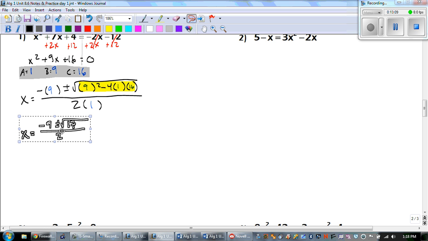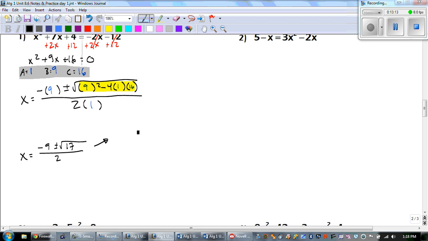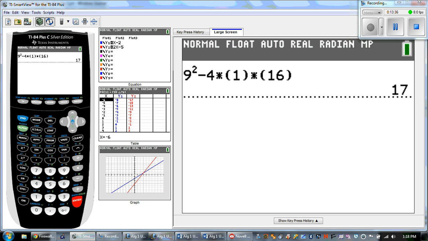Okay, move this down just a little bit. And now we're going to break it off into negative 9 plus the square root of 17 divided by 2, and negative 9 minus the square root of 17 divided by 2. And remember, just plug that straight into your calculator to get your two answers. Okay, so we'll do it again together.